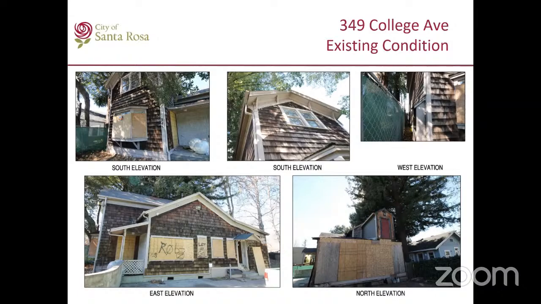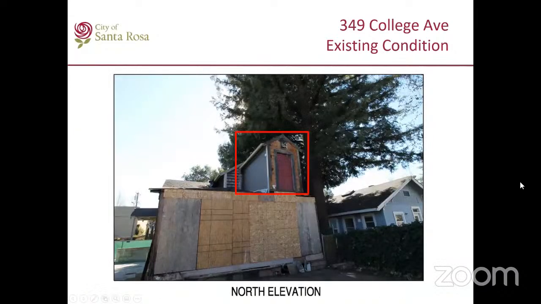Windows have been covered. And as you can see on the north elevation, which is the back of the building, that's where most of the fire damage had happened. And let me go to the next page to show the part that is going to be removed. Here is the hallway on the back of the building that the applicant is proposing to remove.